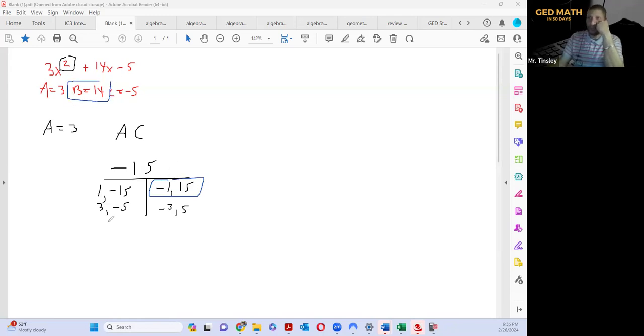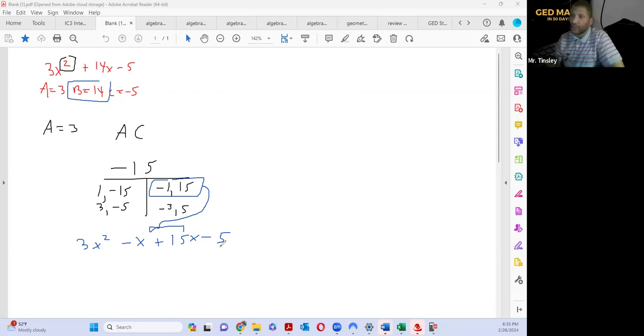15 minus 1. So I'm going to have 3x squared minus x plus 15x minus 5. Oh, listen, what just happened? What did you just do? I just exchanged 14x for these two values. See that? Because 15 minus 1 is 14. So this is called factoring by grouping. Okay? So you got to group it.